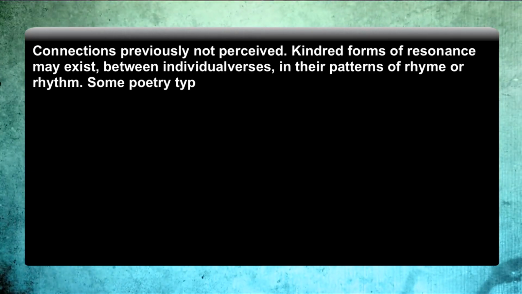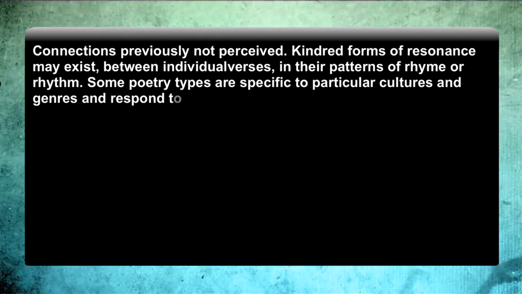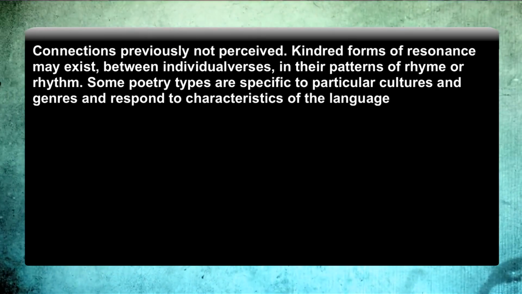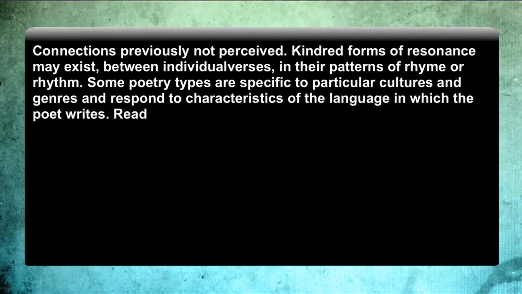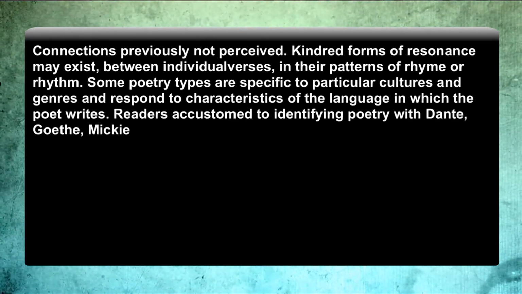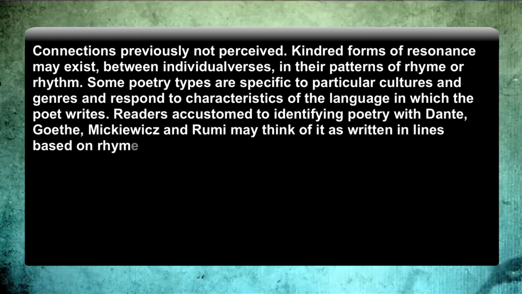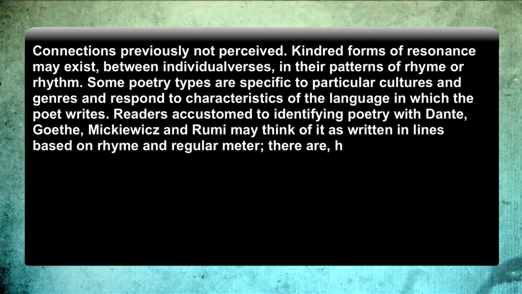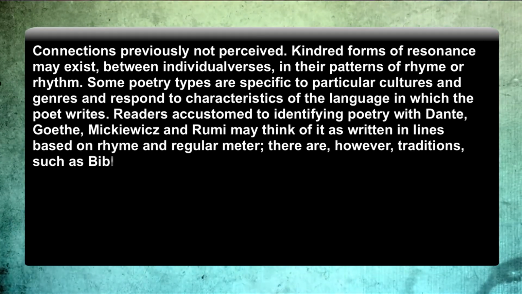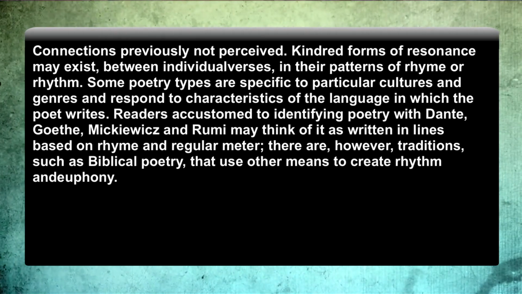Some poetry types are specific to particular cultures and genres and respond to characteristics of the language in which the poet writes. Readers accustomed to identifying poetry with Dante, Goethe, Maxwell, and Rumi may think of it as written in lines based on a rhyme and regular meter. There are, however, traditions such as biblical poetry that use other means to create rhythm on its own.